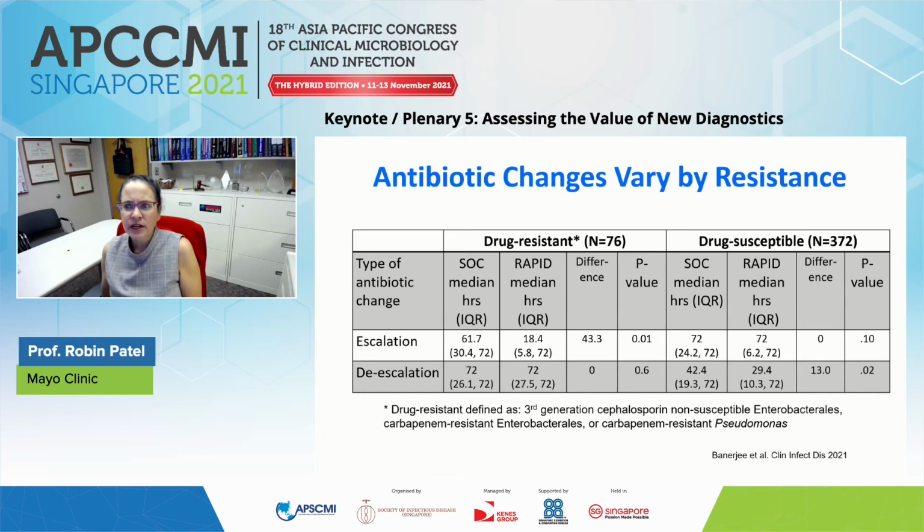And this is the data put a little bit of a different way. For one thing, you see that in the drug-resistant organism category, we only had 76 cases, whereas in the drug-susceptible category, we had 372. And we defined drug-resistant as resistant to or non-susceptible to third-generation cephalosporins if the organism was a member of the Enterobacterales, a carbapenem-resistant Enterobacterales, or carbapenem-resistant Pseudomonas aeruginosa. So what we saw, again, was faster escalation, with a difference of 43 hours in the drug-resistant group, and then faster de-escalation with a difference of 13 hours in the drug-susceptible group.